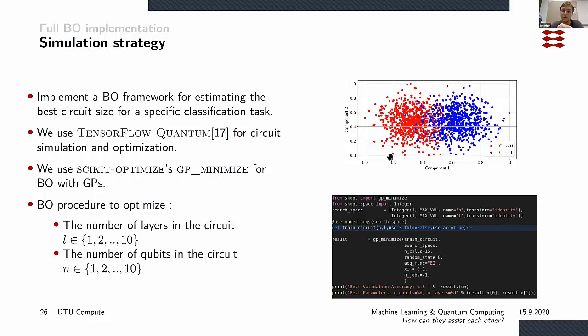Let's say that we want to encode this data point right here. Then we apply a 0.2 rotation around the x-axis on qubit 1. And you can imagine doing the same for qubit 2, depending on which data point that we want to encode. So this is one way of encoding it.